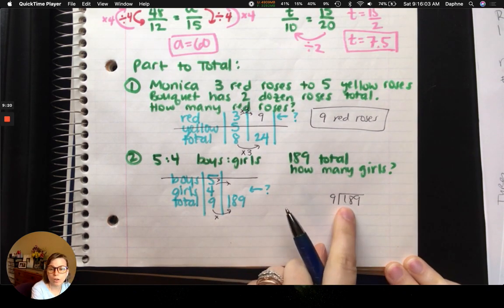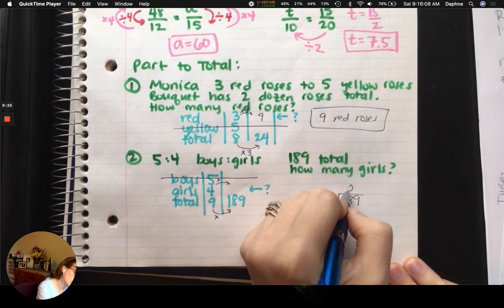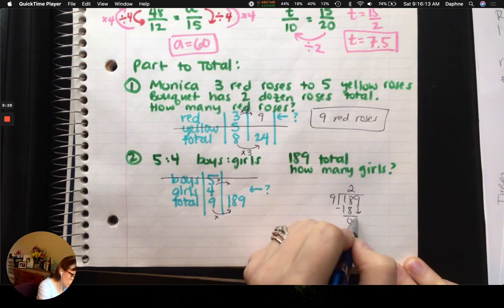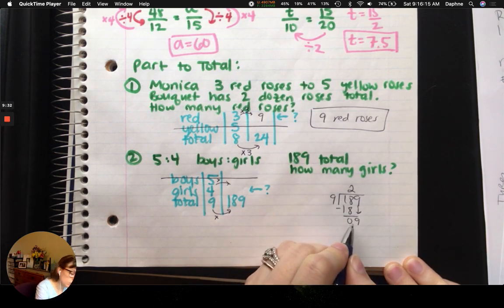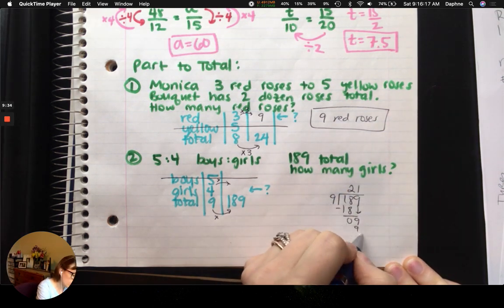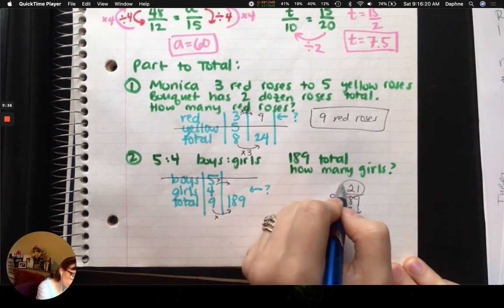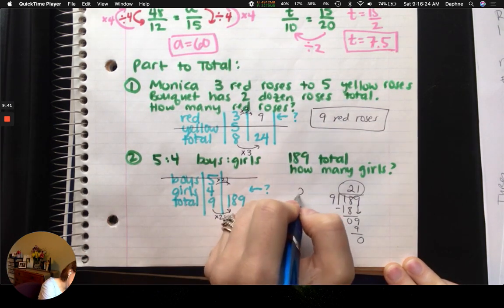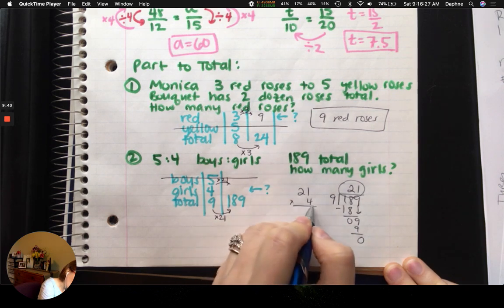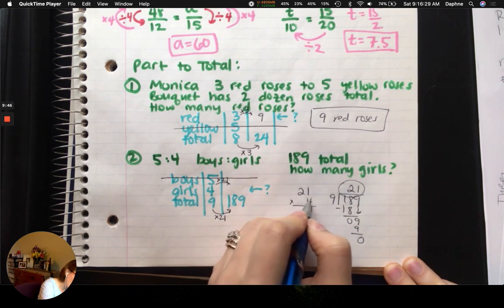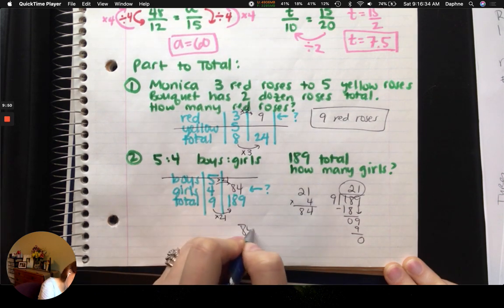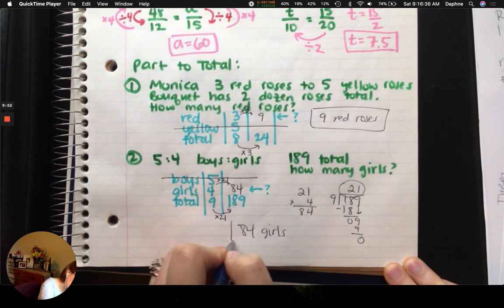Can 9 go into 1? Can 9 go into 18? Yes. How many times? 2. 2 times 9 gets me 18. Subtract, 0, bring down 9. 9 goes into 9 1 time. And if we went through this, we'd have a remainder of 0. So I know it's 21. I'm going to multiply by 21. Okay, 21 times 4. 4 times 1, 4. 4 times 2, 8. So it should be 84. So we should have 84 girls in school.